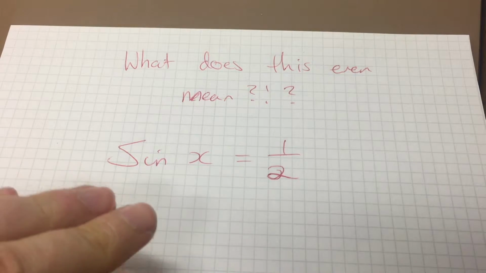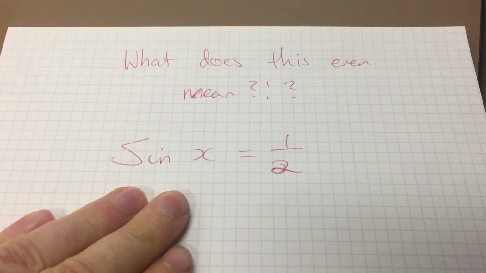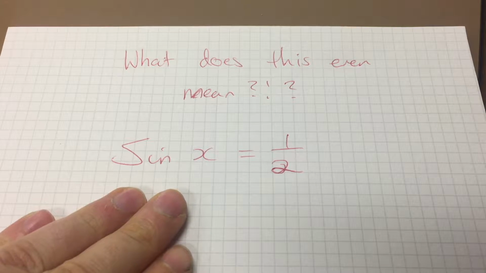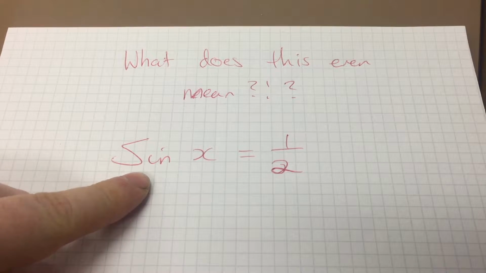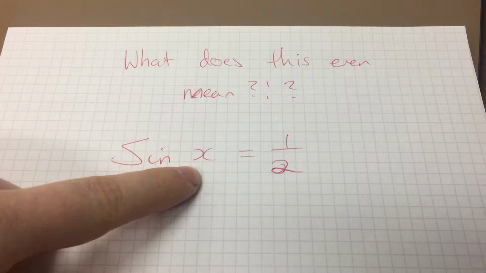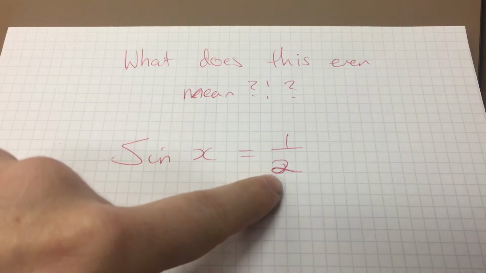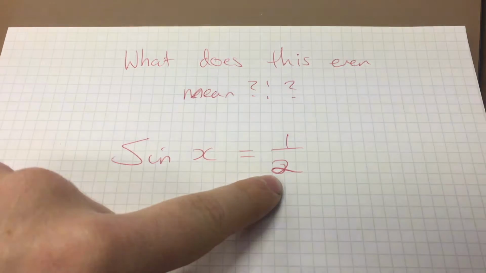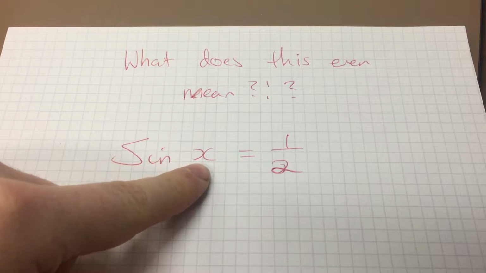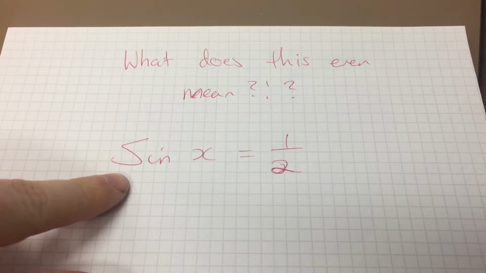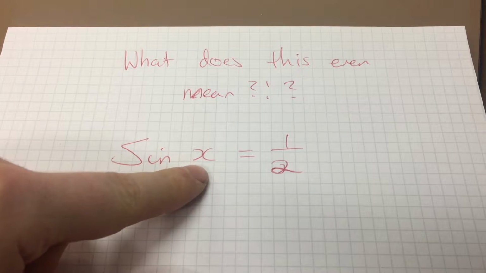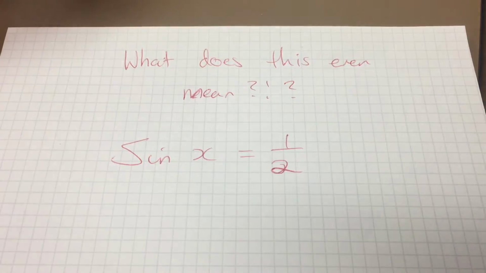But really, what we're looking at in this video is what on earth does this mean? And we're going to look at some tricks that will help us to solve equations with more than one solution. So what this really means is, when is the sine wave at a height of a half? At what point on the x-axis is the sine wave at a height of a half?